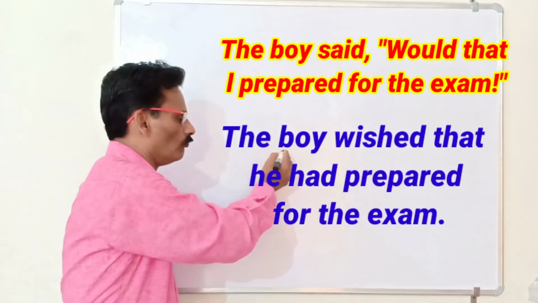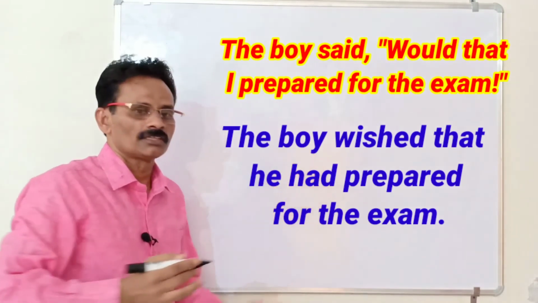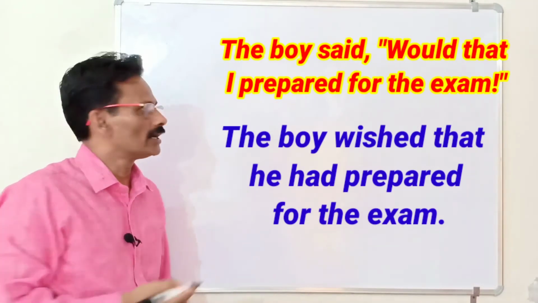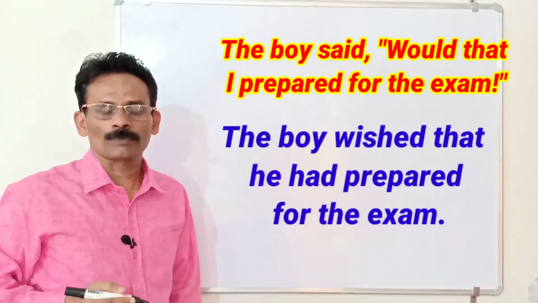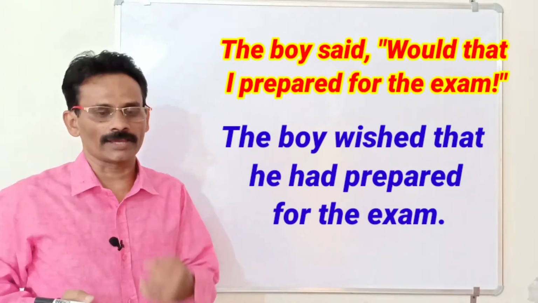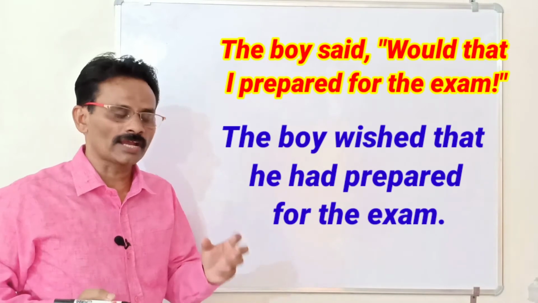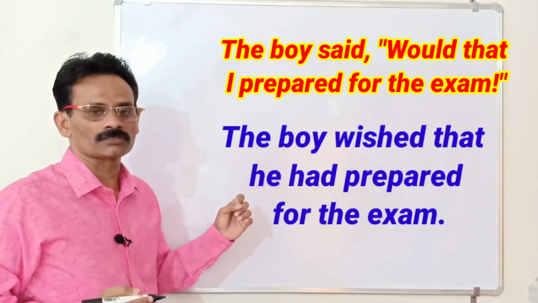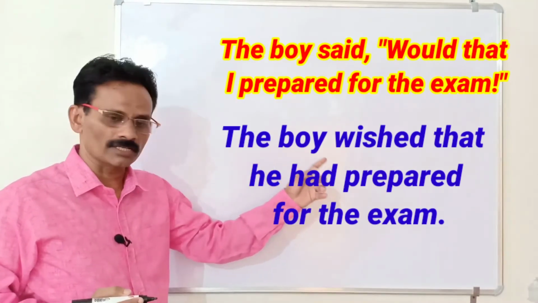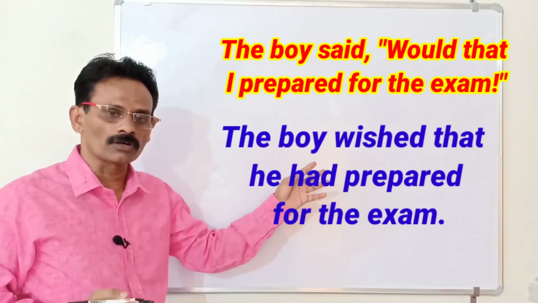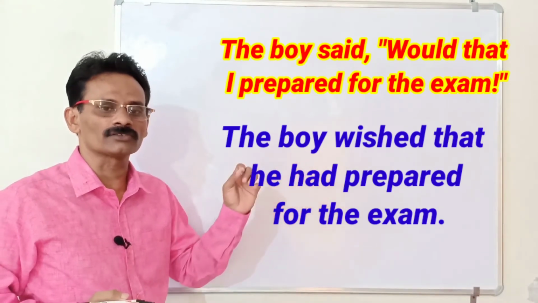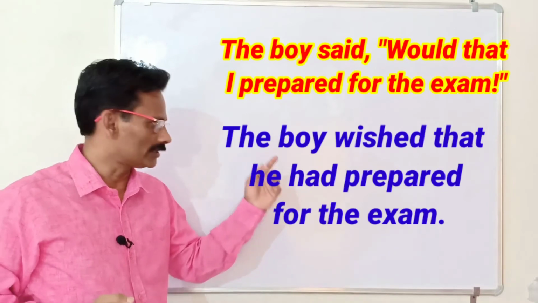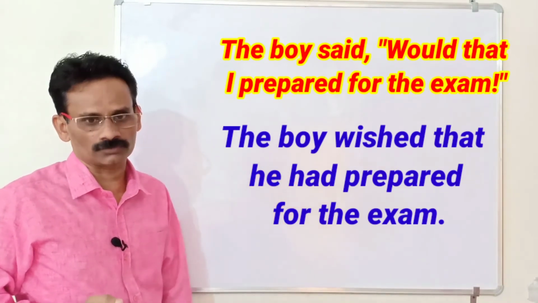And now, let's see how to turn that sentence into indirect speech. The boy wished that he had prepared for the exam. Here, the would that expresses an unfulfilled desire. And therefore, we write it in simple past, as the reporting verb is in the simple past. He wished, and the second part should be according to the rule of the change of tense of direct and indirect speech. And the sentence is in simple past, and here it should be in past perfect.